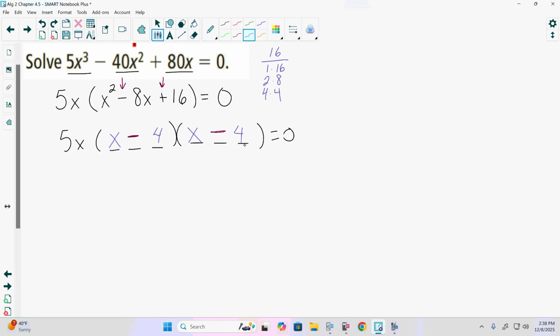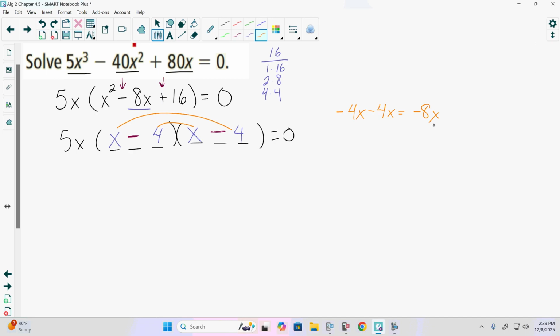2 plus 8 is? 10. And we need it to be 8. Now we can check and make sure, because we could have tried 2 and 8 and it would have given us negative 10x. Here, x times negative 4 would be negative 4x. Negative 4 times x is negative 4x. And negative 4x minus 4x would give us negative 8x.